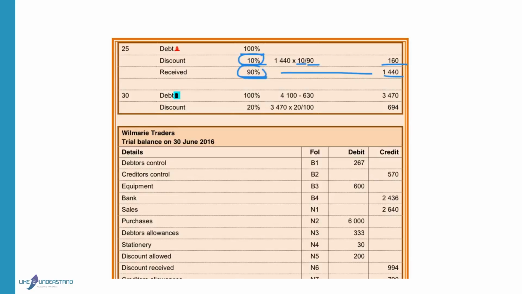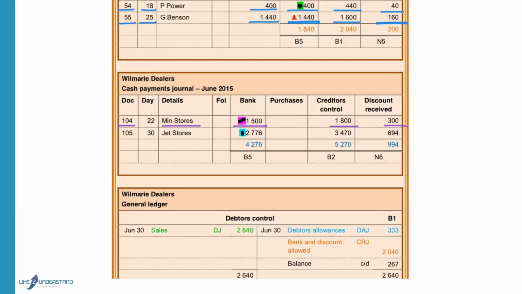His total debt is 100%. The discount that we receive is 20%. We calculated the debt as 3,470. So if we want to know what the discount is, it's 20% of 3,470, and that will give me 694 Rand. We calculated the discount as 694.